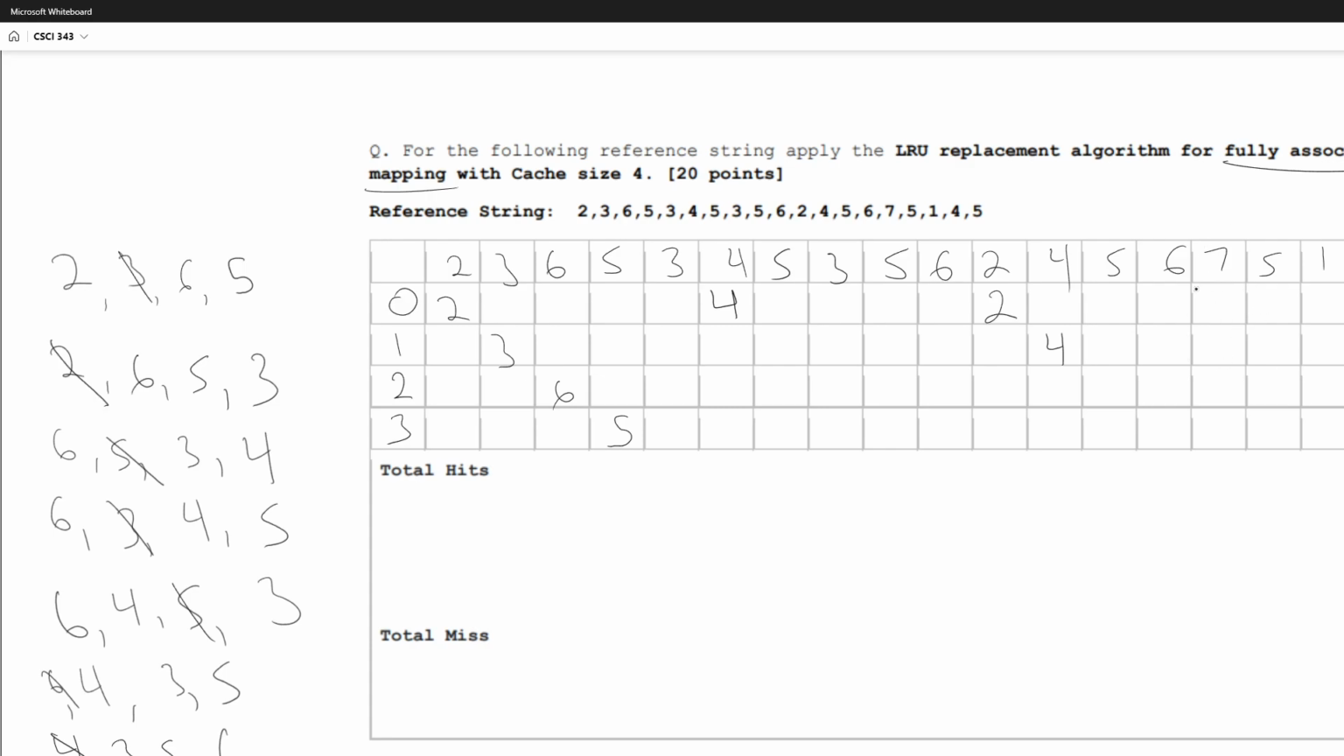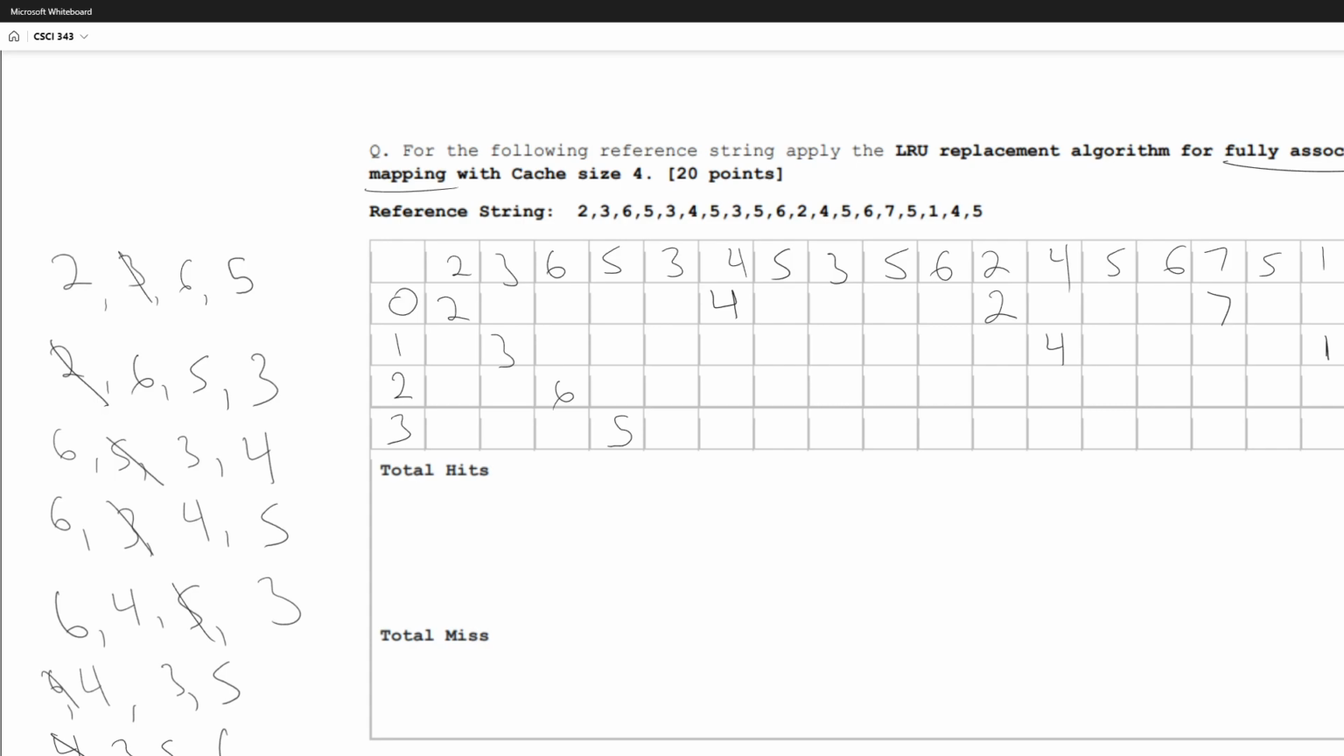7 is a miss. So 7 replaces wherever 2 was. And then 4, 5, 6, 7. 5 is a hit, so move this to the front: 4, 6, 7, 5. 1 is a miss, so replace 4 wherever 4 was. So put 1 there: 6, 7, 5, 1.